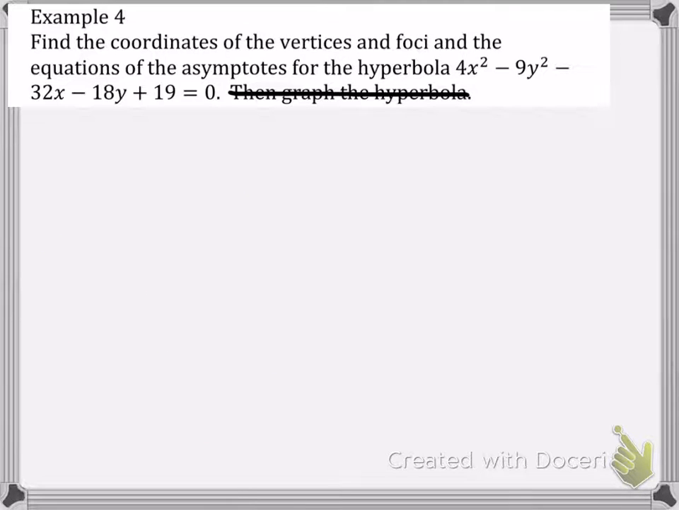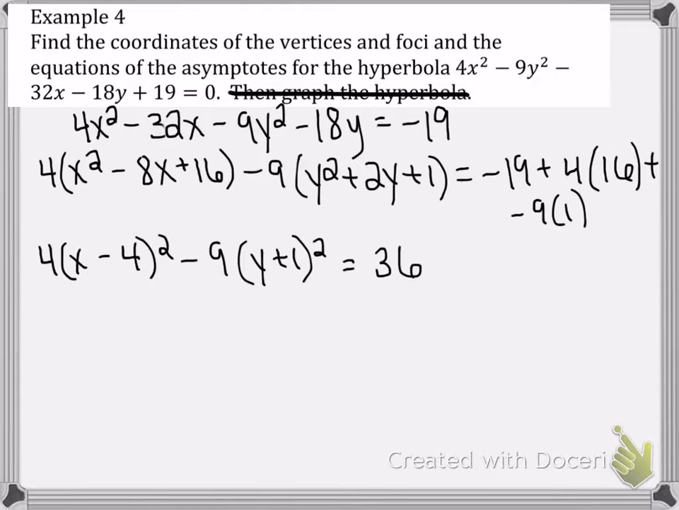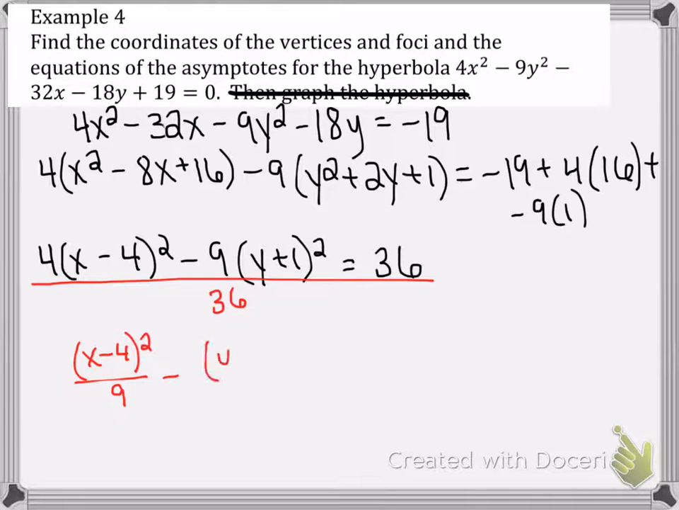For this problem, you will first have to complete the square. So take a minute and complete your square. Okay, at this point I know it's going to be a hyperbola because of the subtraction, and also because I have coefficients in front of the x squared and y squared. So I'm going to divide through by 36. Then I get (x minus 4) squared over 9 minus (y plus 1) squared over 4 equals 1. So I know that my center is going to be at 4, negative 1.